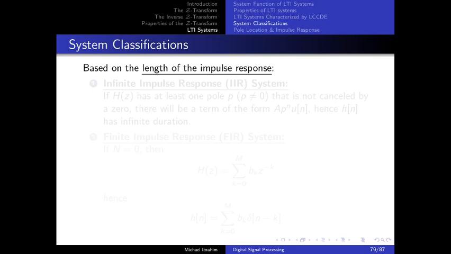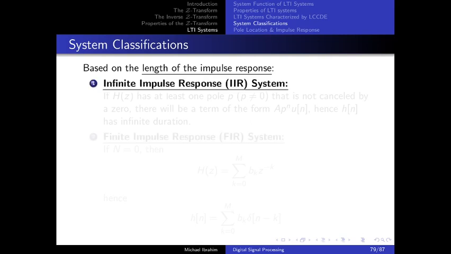Okay, so system classification. The systems can be classified based on the length of the impulse response. In this part, we're trying to summarize and wrap up things we have already learned during this chapter. So you will find some things that are being repeated, to remind you of what we have learned so far and to finalize this chapter, hopefully.